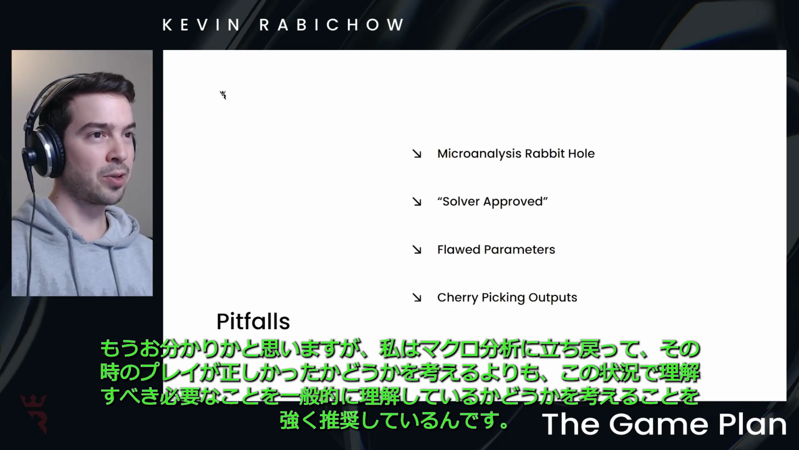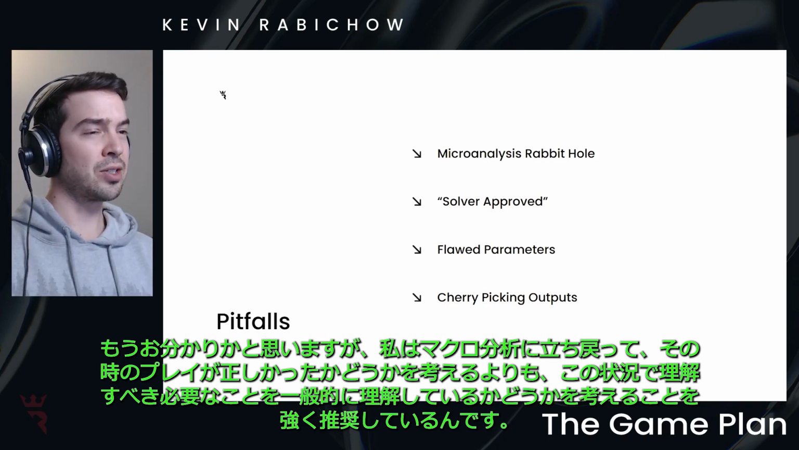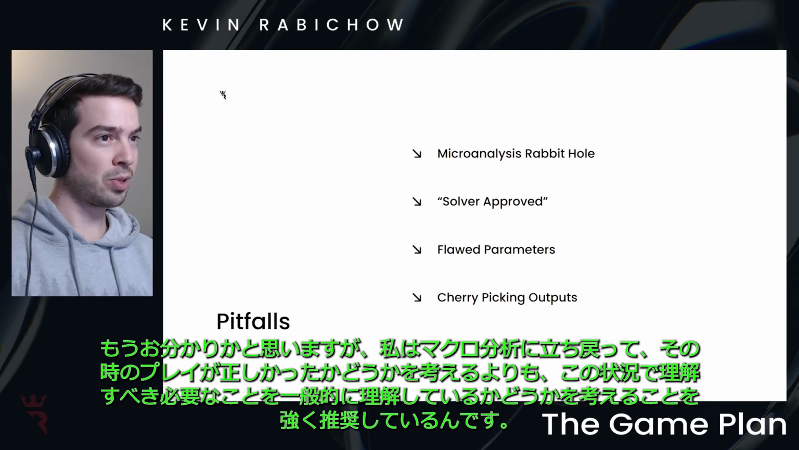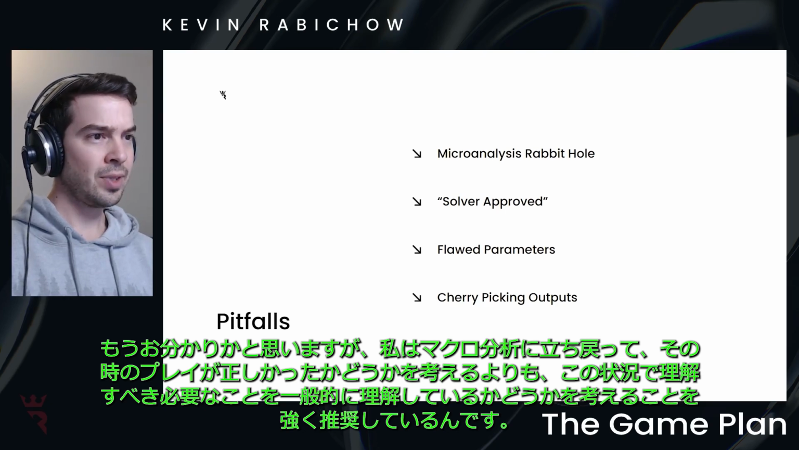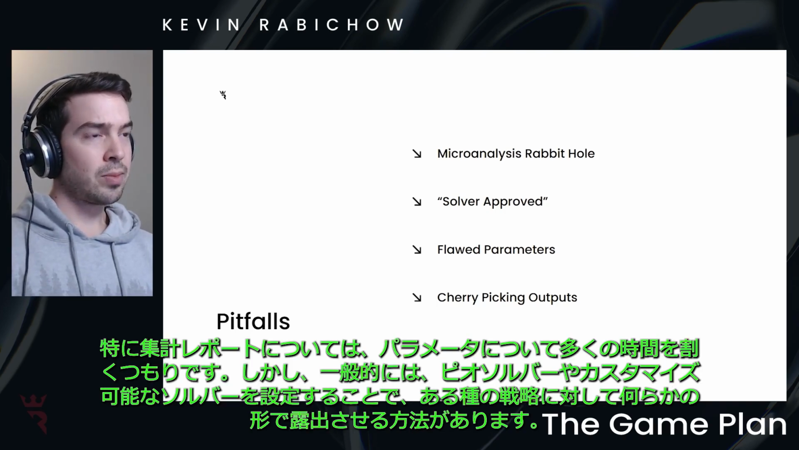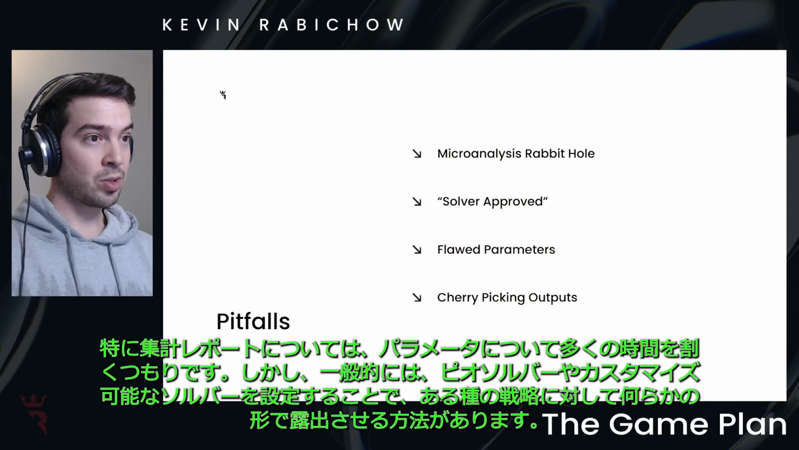I'm a really big proponent, as you can maybe tell already, of stepping back to macro analysis and thinking, do I understand the necessary things to understand in this situation in general, rather than trying to figure out if you made the right play that one time. Now, flawed parameters are something I'm probably going to get to more in a future video. I'm going to spend some extra time specifically with aggregate reports, where I'm going to talk a lot about parameters.